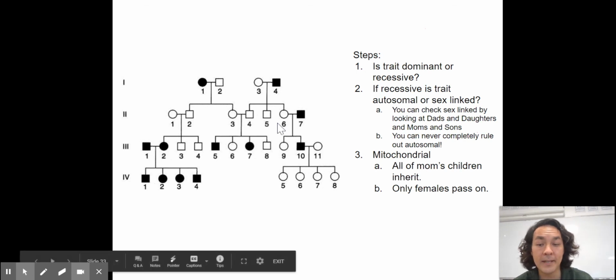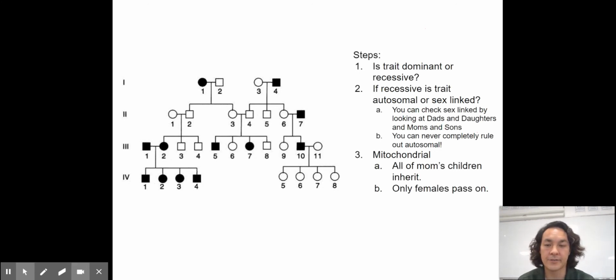For me, I'm a carrier for Tay-Sachs. That's a lethal disease. My wife was screened and she wasn't a carrier. So we knew that we could try and have children and they'd be okay and not have Tay-Sachs.